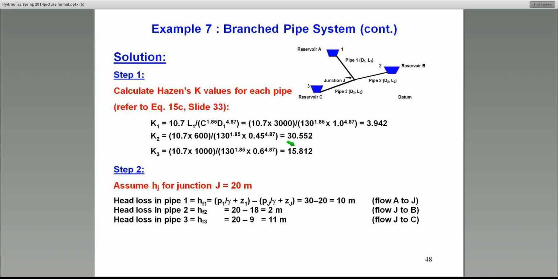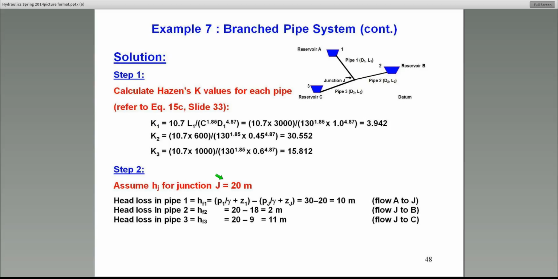Now remember, you have to do this computation accurately because there's no way to verify whether these numbers are right or wrong. And once you've got the K values, we're ready to solve the problem. What I suggest in step number 2 is just assume the hydraulic head at junction J initially. In this case, it doesn't matter what you assume. 20 meters, I start with that.